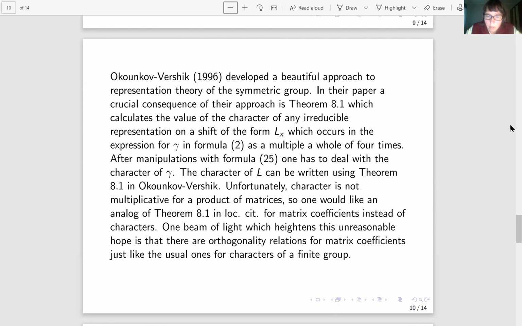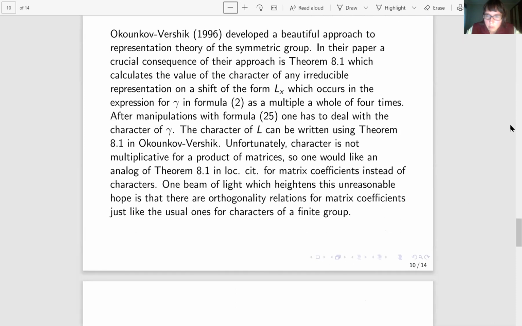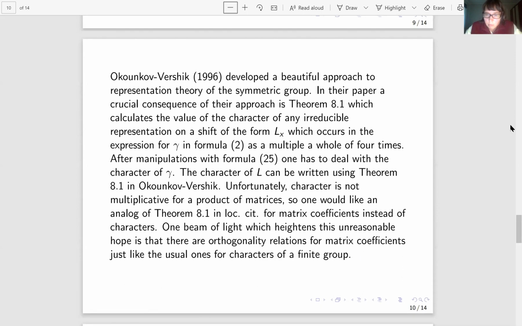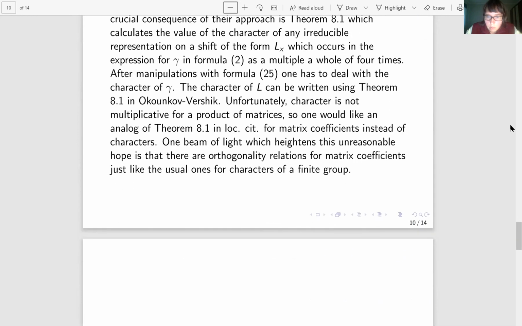Since there are orthogonality relations for matrix coefficients, just like for characters of a finite group, which is standard group representation theory, one can hope to obtain a generalization of theorem 8.1 in Okounkov-Vershik for matrix coefficients instead of characters. This is probably too much to hope for, but maybe some intermediate variant can help us. So we hope that the theory in Okounkov-Vershik will help us simplify these integrals, but one needs to generalize their theorem 8.1. We hope the same approach they use can generalize their theorem, but this is also not done yet.